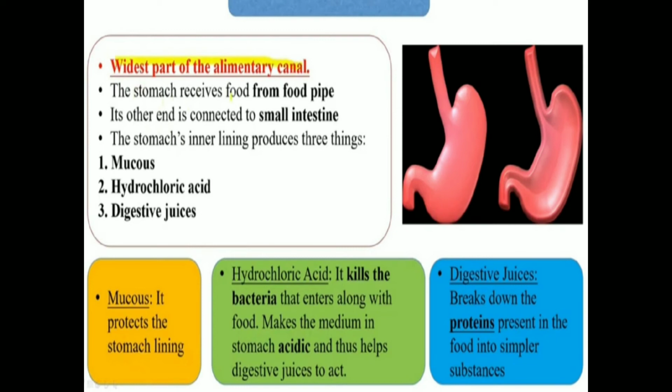Mucus protects the stomach lining. Hydrochloric acid will kill the bacteria that enter along with food. It also makes the medium in the stomach acidic and thus helps digestive juice to act. Digestive juice breaks down the proteins present in the food into simpler substances. Now we know that digestion of proteins starts in the stomach.